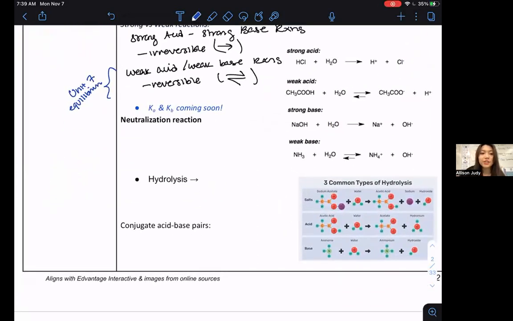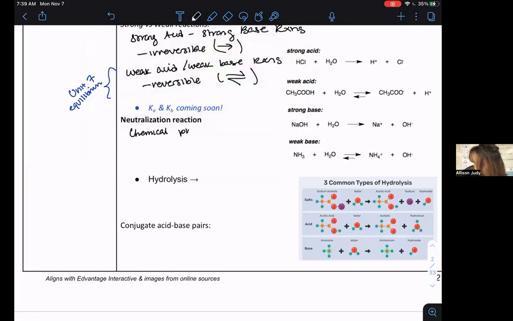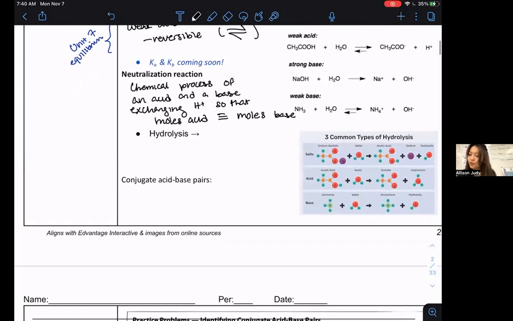Hopefully you guys remember neutralization. Neutralization is the chemical process of an acid and a base exchanging H plus so that the moles of acid are stoichiometrically equal or equivalent to the moles of base. Okay, so that's kind of unit 4 briefly covered.